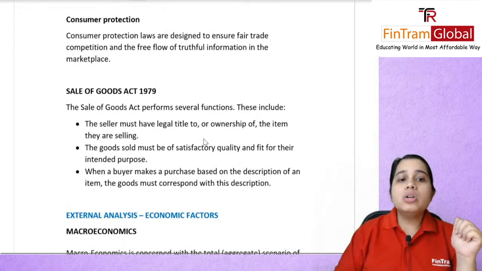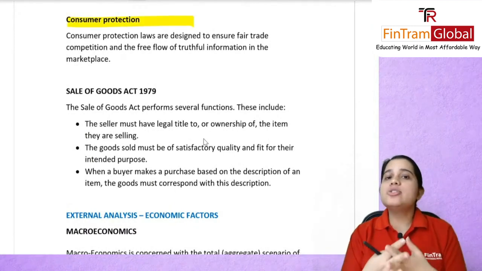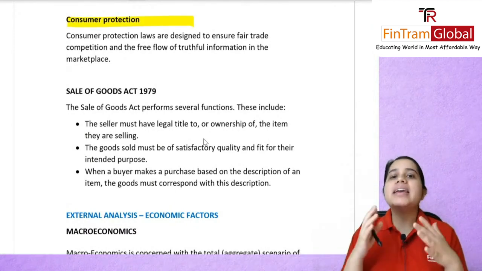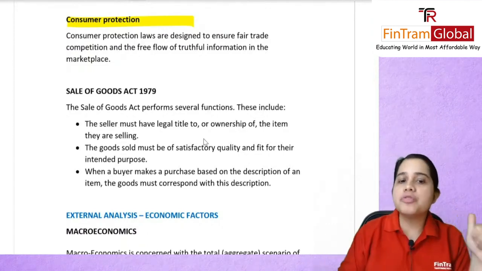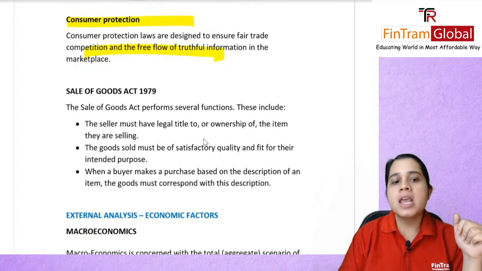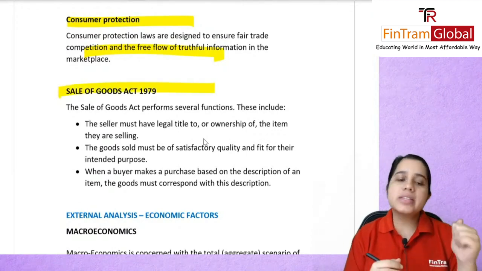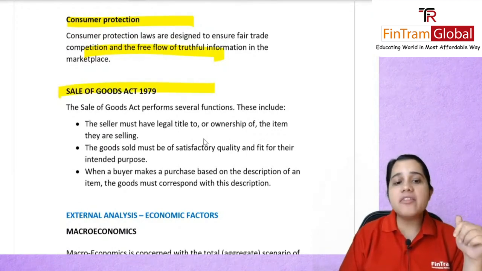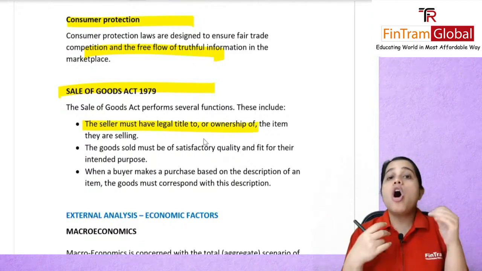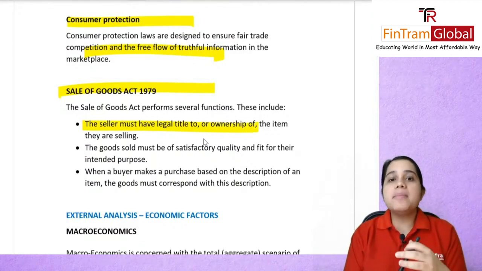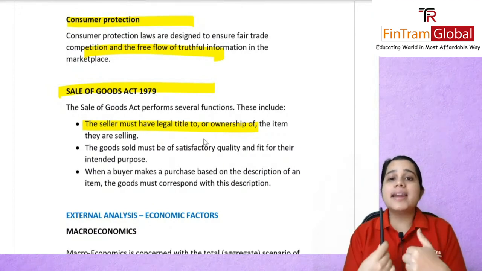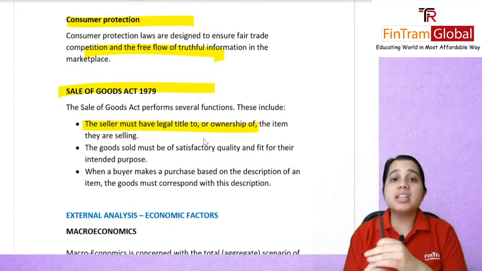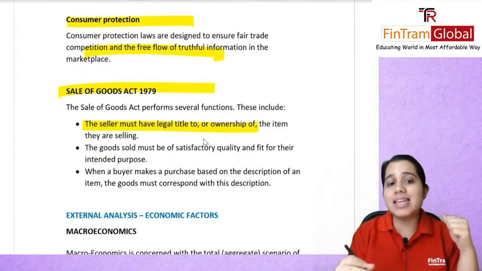Next, we'll talk about consumer protection. These laws were designed to ensure that there is fair trade going on, good competition, and free flow of truthful information. The Sale of Goods Act says that the seller must have a legal title or ownership of the item they're selling. So if I'm selling this pen, then I should be the owner. The legal title should be held with me. It's not that it's my friend's pen and I'm going ahead and selling it.